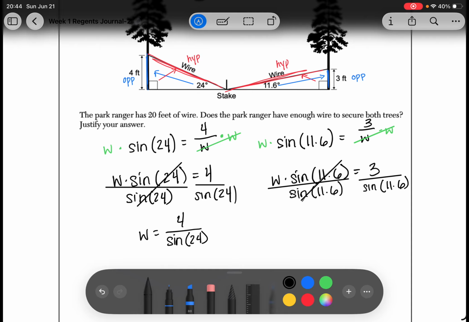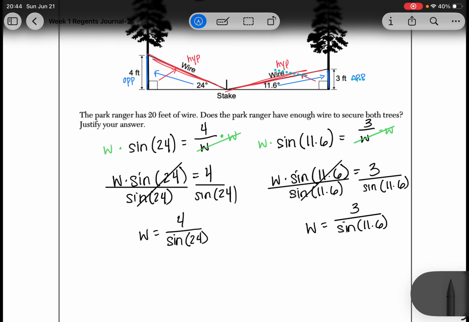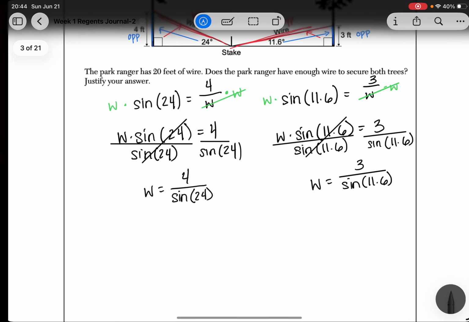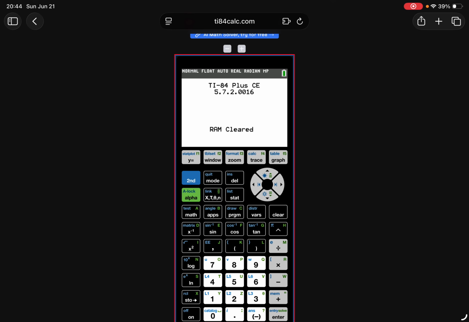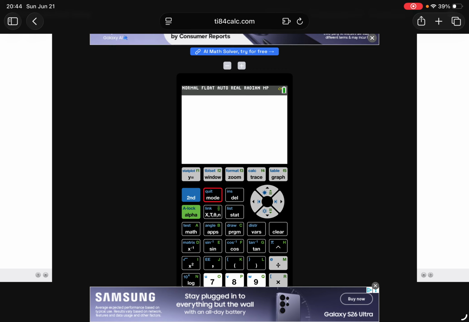And then those two cancel, and we're left with W equals 3 divided by sine of 11.6. From here, we're just going to plug this into the calculator. So 4 sine of 24. Let's see if mine reset. Yep, so I'm just going to put it back into degree mode.